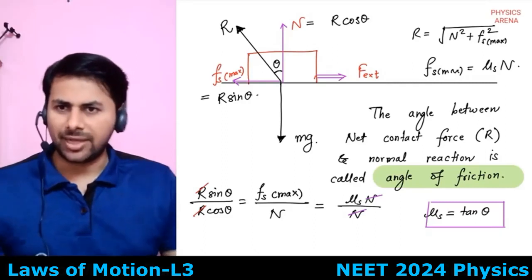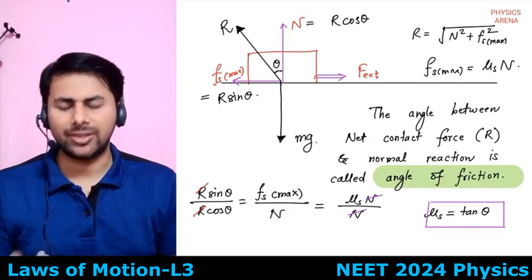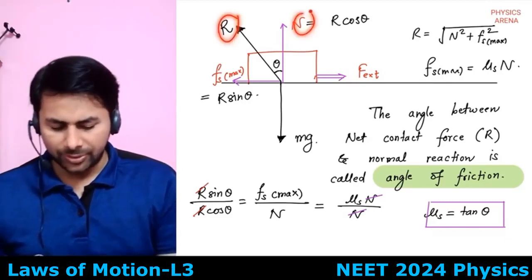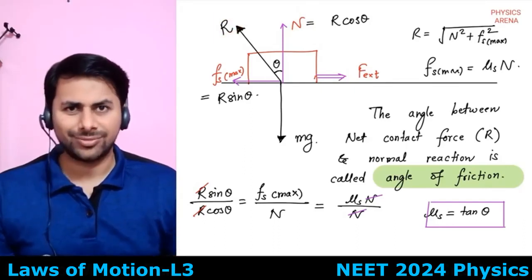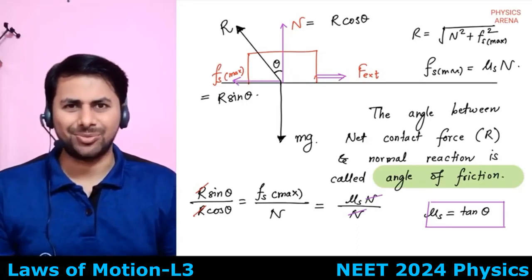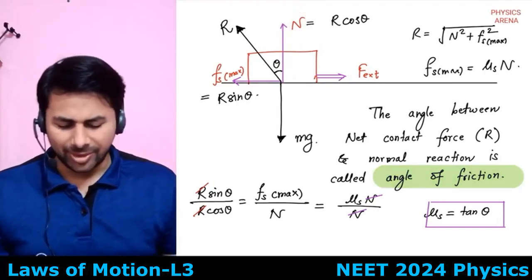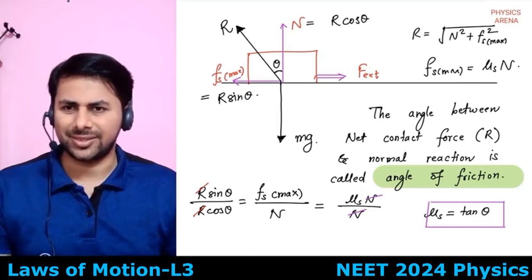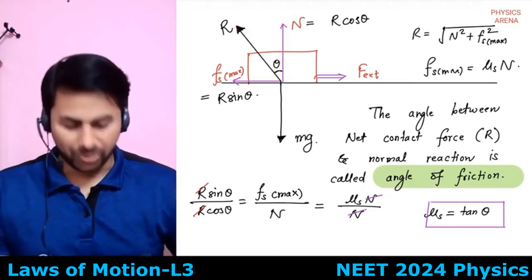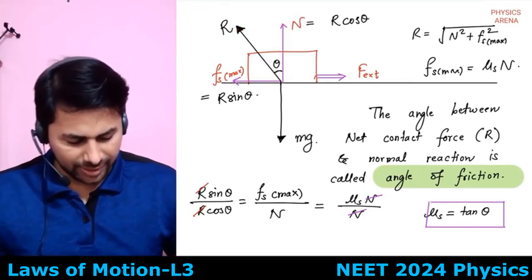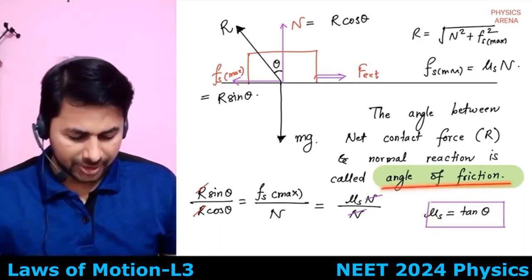Okay, there can be one MCQ like this also. What is the angle of friction? So there will be four options. For example, one is the angle between the net contact force and normal reaction. Second is the angle between the contact force and frictional force. Okay, so it's not the angle between contact and frictional force, right? Then there can be an option like the angle between normal reaction and frictional force, etc. Okay, so it's the angle between normal reaction and contact force, and μs is equal to tan of that angle. Okay, so this is the angle of friction.